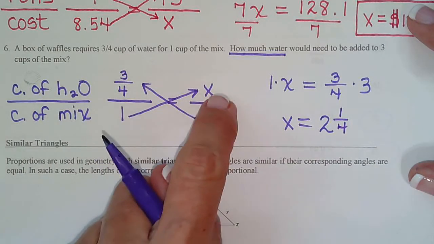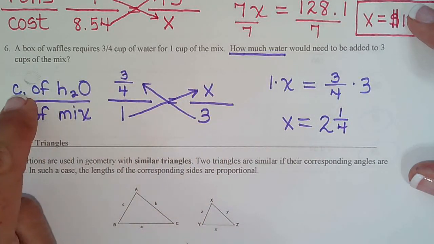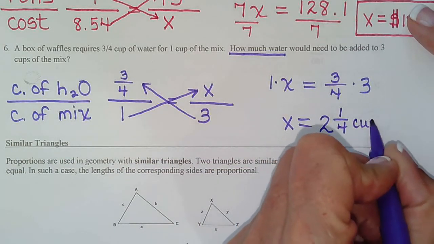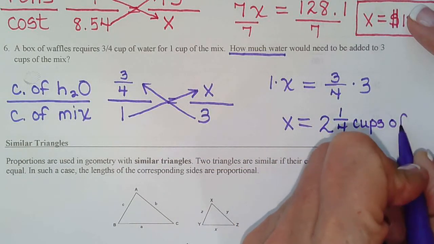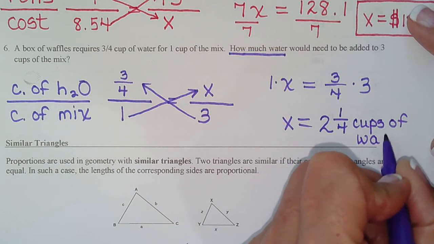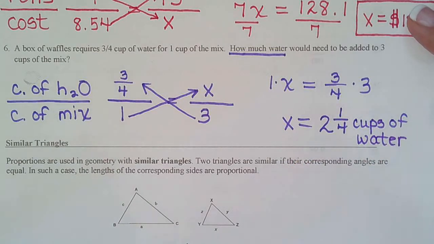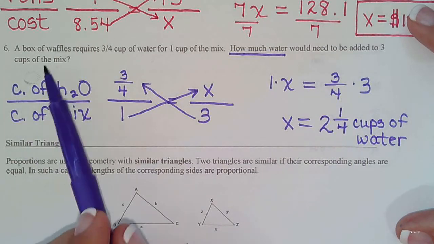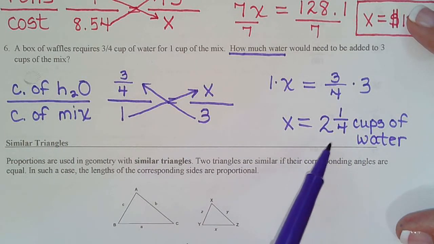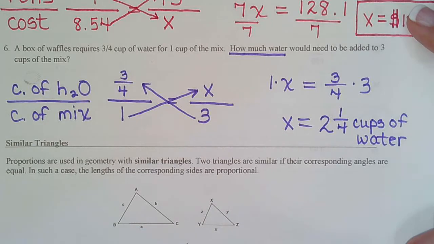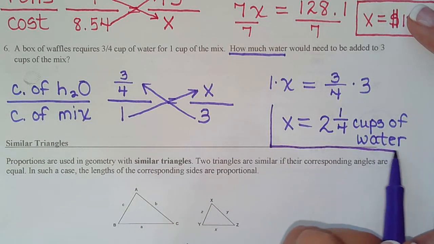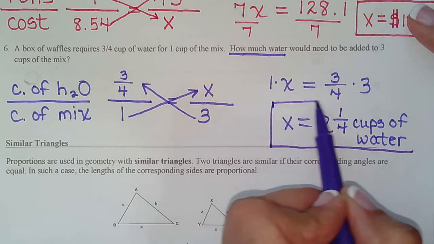Then I look at my proportion. X is on the side of cups of water. And if they asked for a sentence, which they do occasionally, you would say 3 cups of mix requires 2 1/4 cups of water. And there you have it.